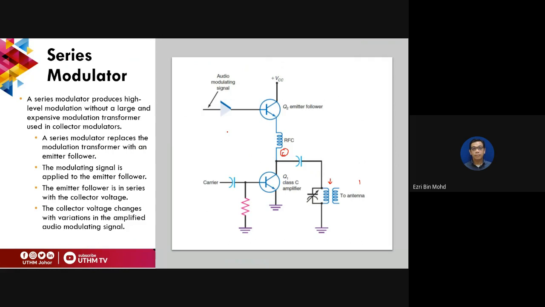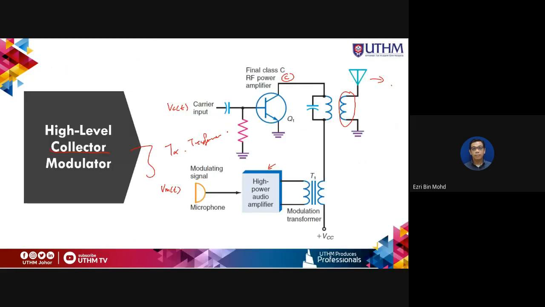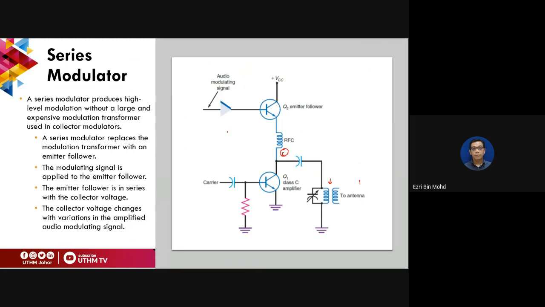And then we have the series modulator. A series modulator produces high level modulation without the large and expensive modulation transformer used in the collector modulator. So here, in the high level collector modulator, we are using a transformer, but here we are not using a transformer, but we can still produce high level modulation. A series modulator replaces the modulation transformer with an emitter follower.